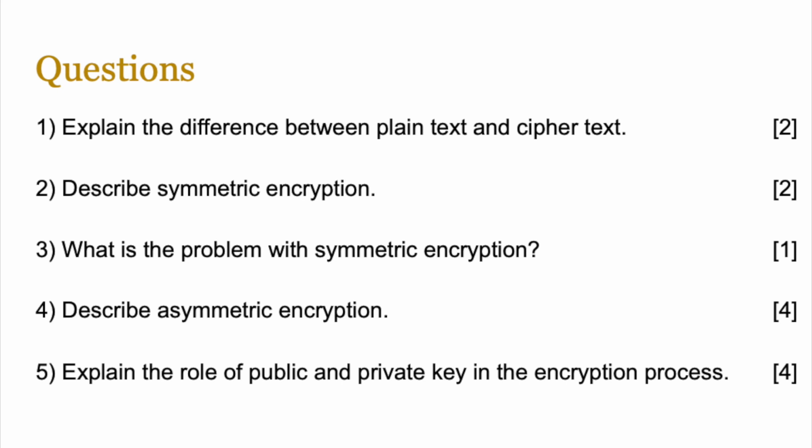With this lesson, we finish Unit 2, Data Transmission. You should be able to answer the following questions. You should be able to explain the difference between plain text and ciphertext. You should be able to describe symmetric encryption. You should also be able to explain what the problem with symmetric encryption is. You should be able to describe asymmetric encryption and explain the role of public and private keys in the encryption process. That's all for now.